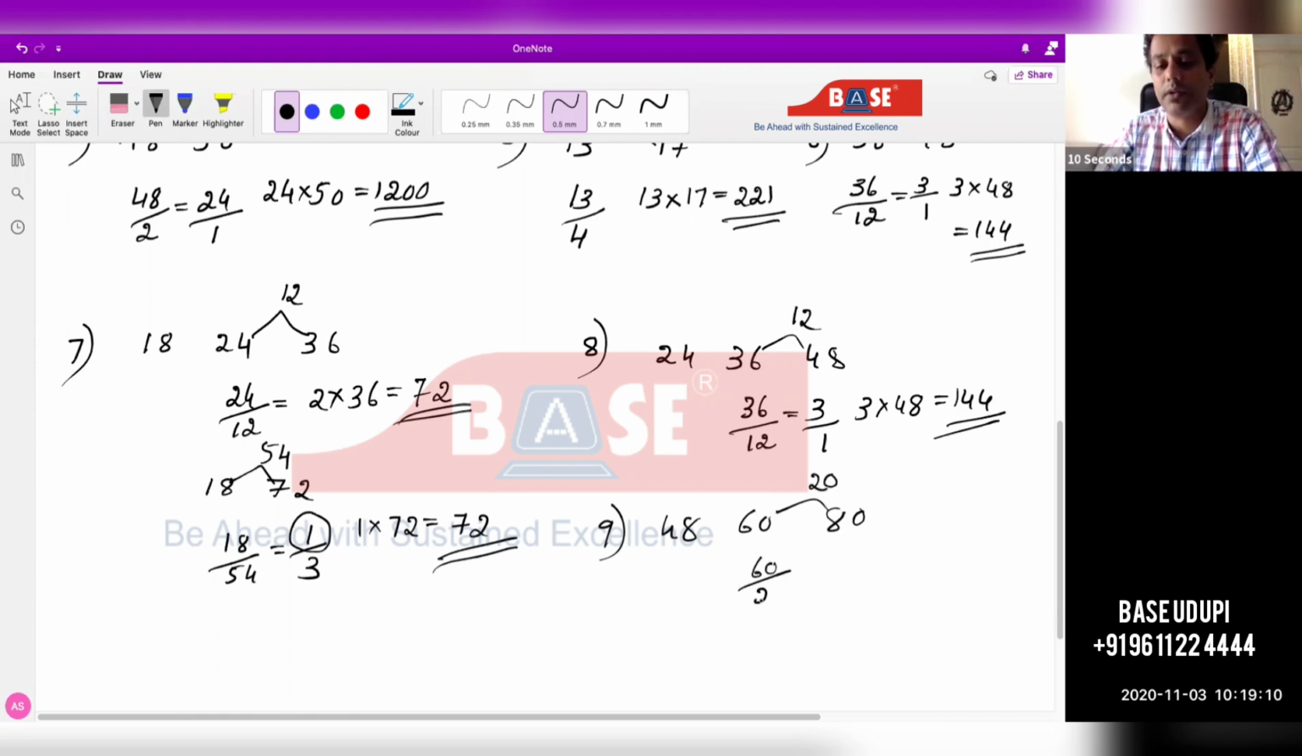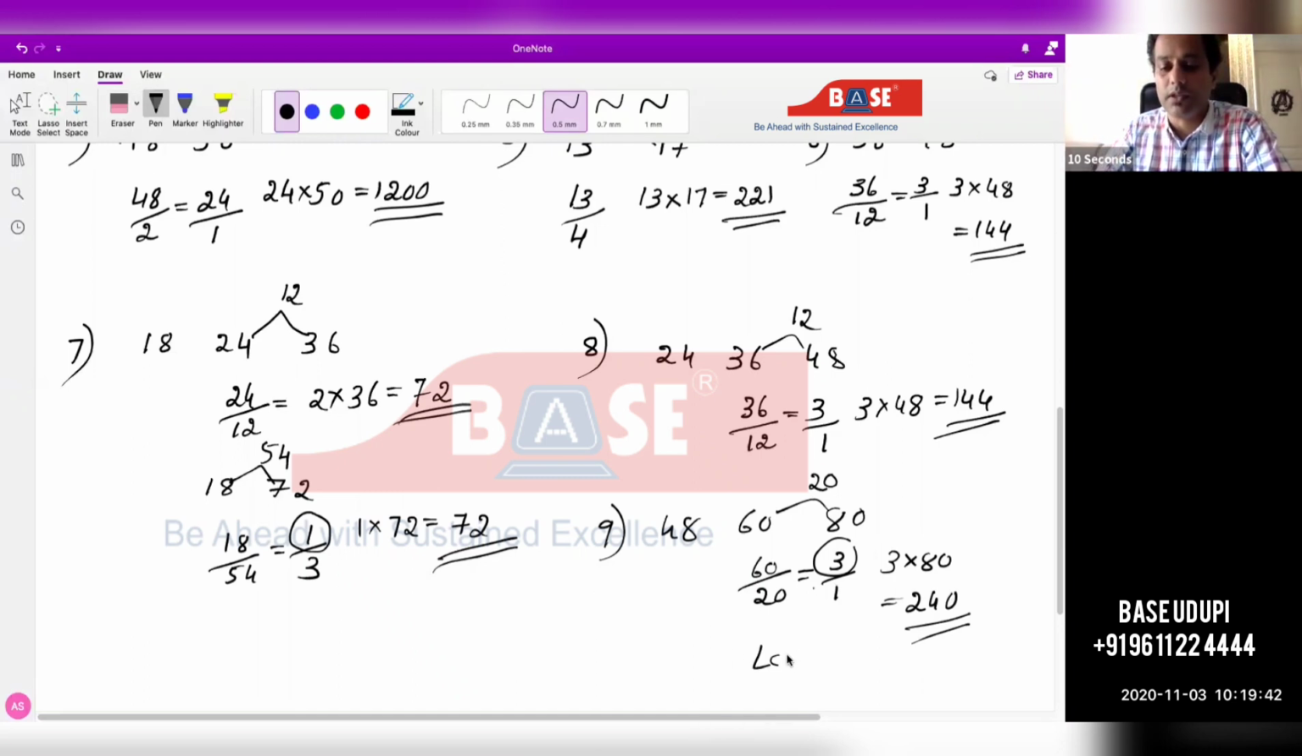60 divided by 20 is 3. 3 into 80. You can write 3 divided by 1 also if you want. So what you need to take is only 3. Take only 3 and multiply with 80. And the answer is obviously 240, right? So you can write it like this: 3 divided by 1, then take only 3, multiply with 80. 240 is the answer. 240 is divisible by 48.